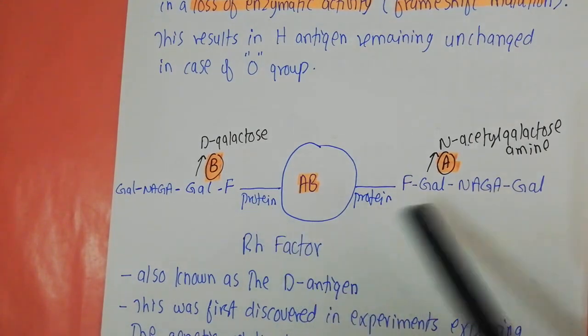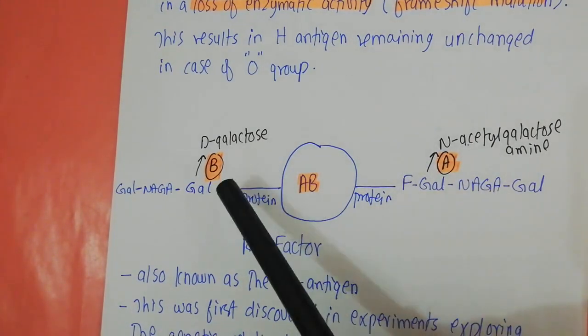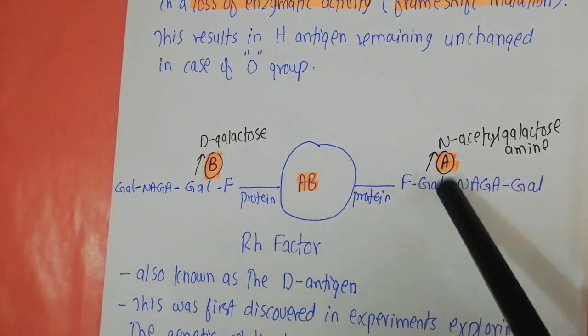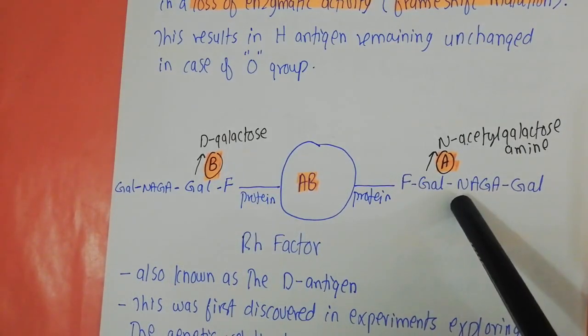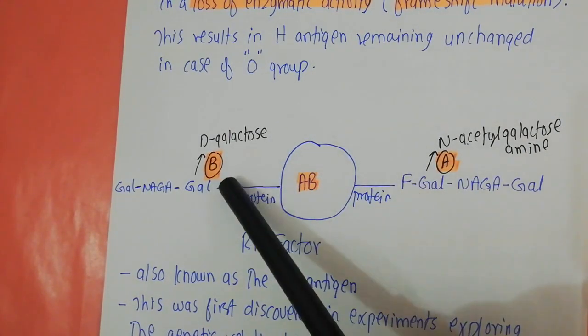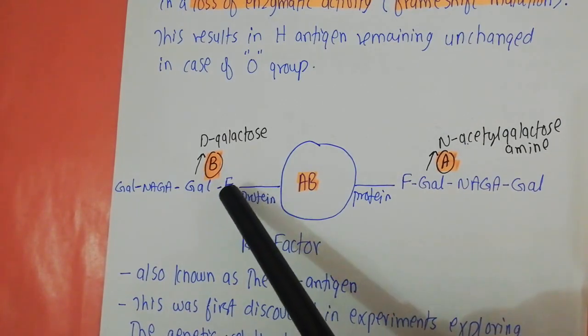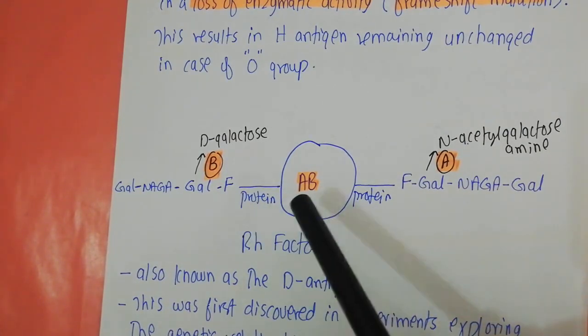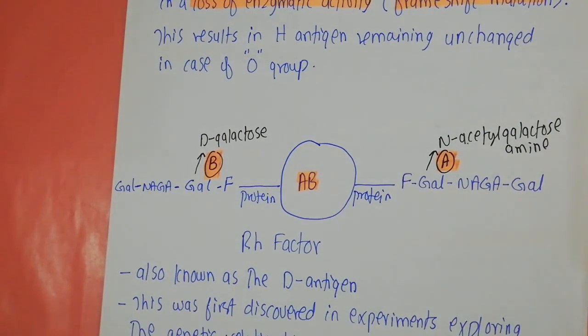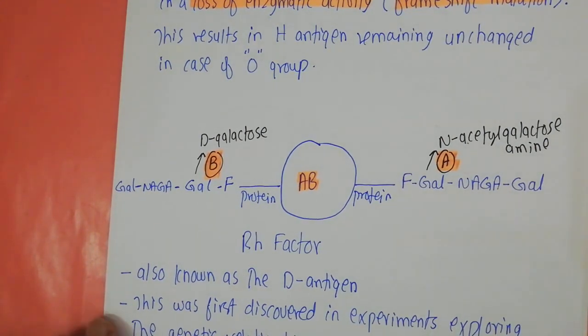Some of the H antigens will be changed by allele A, some will be changed by allele B, so both of them are expressing themselves. This means that A and B are in codominance with each other. Neither A nor B is dominant over the other. Therefore, when they are in combination, both of them express themselves, and therefore we call it codominance.